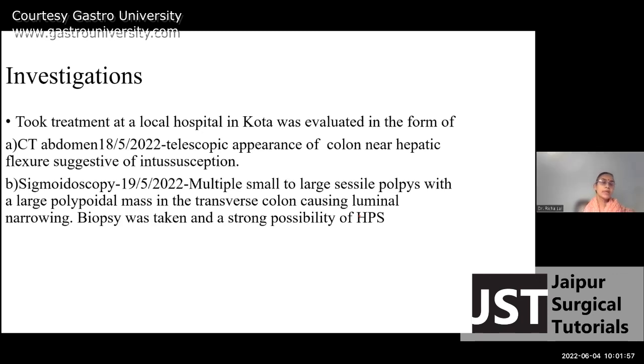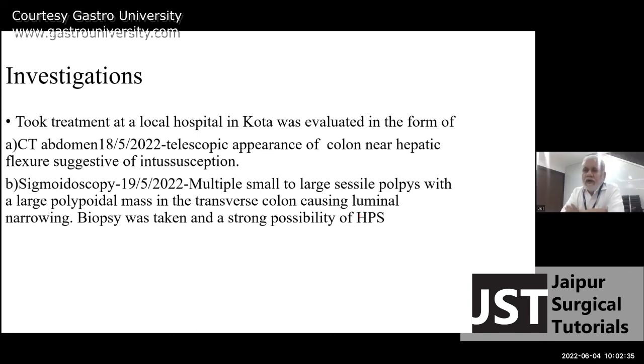And Mounica, what will be your comment on the CT abdomen suggestive of intussusception? Yes, ma'am. Do you really think that the child has intussusception, because that is a surgical emergency? How does intussusception look on imaging? What actually do you see? Telescopic appearance, there will be bowel within bowel appearance. There is telescoping of the colon.